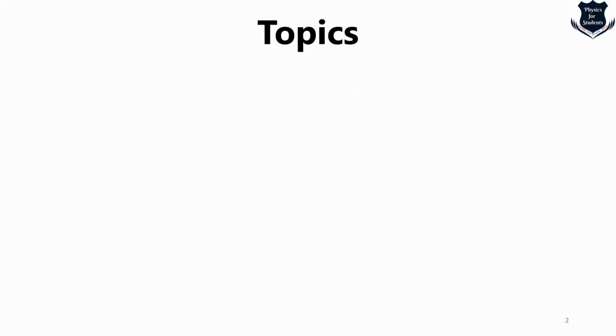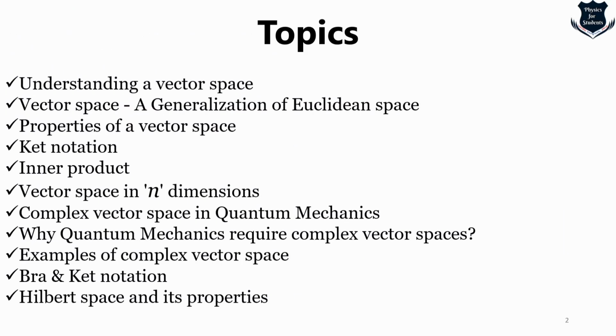Okay, so first let us quickly see what topics we are discussing today. We will first understand a general vector space. Then we will see how the vector space gets generalized from the Euclidean space to further complex spaces. We will understand the properties of vector space, what the ket notation is, what the inner product is, and how vector spaces get generalized to n dimensions.